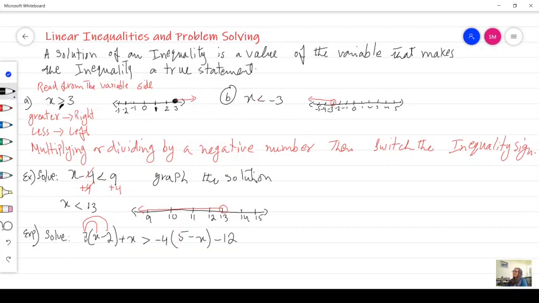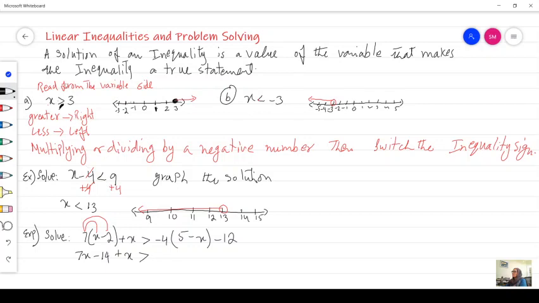I have positive 7 times positive x, which gives me 7x. Positive 7 times negative 2 gives me negative 14, because positive times negative is negative. And this plus x is going to stay as it is, and the inequality sign stays.